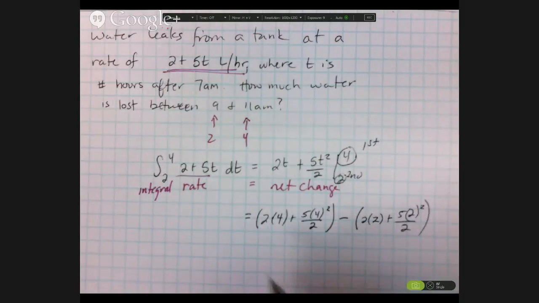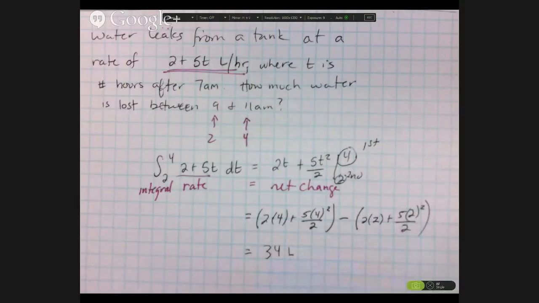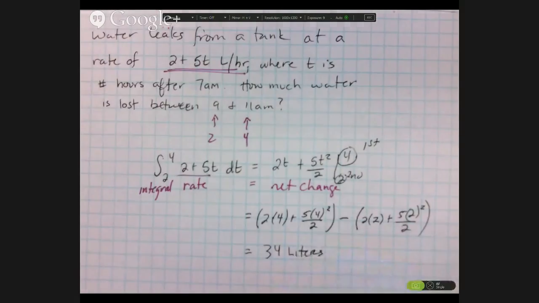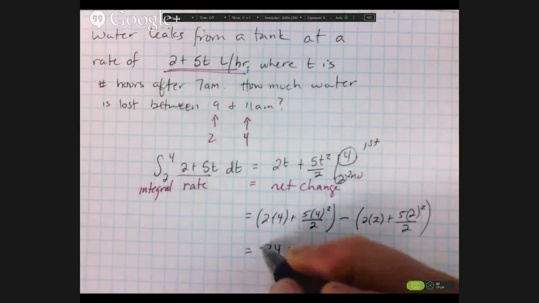And then if you do the math, if it's a multiple choice, then you have to make an answer. It's okay. 34 liters. I'm thinking of like Game of War which would get up to 36. Yeah. I hate Game of War.